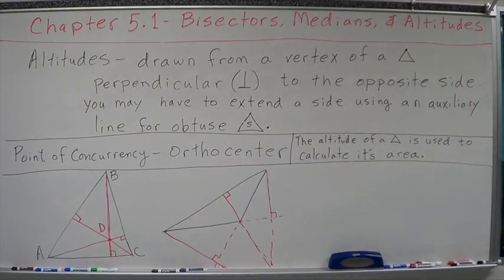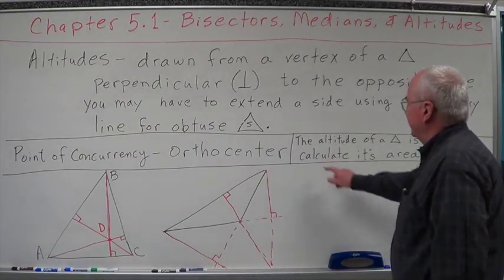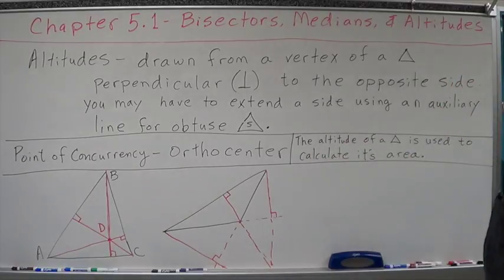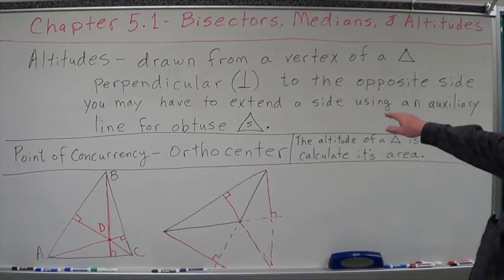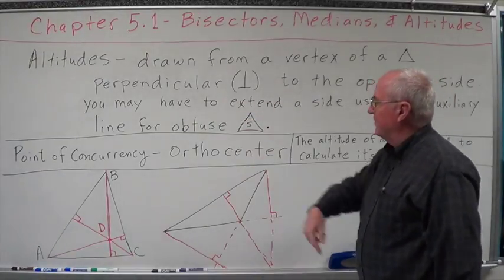Okay, does it have any algebraic significance? Not for us. What is the purpose of an altitude? The altitude of a triangle is used to calculate its area: altitude times base divided by 2. Okay? Now, I said you may have to extend the side using an auxiliary line for obtuse triangles.